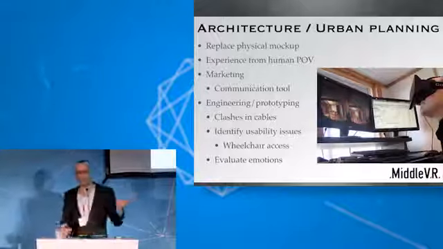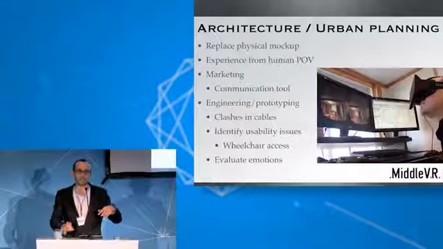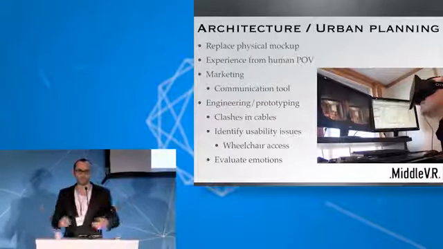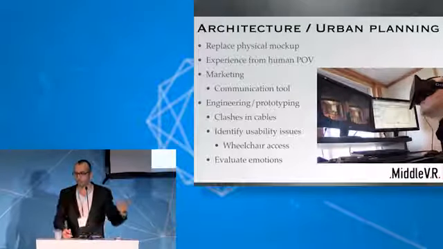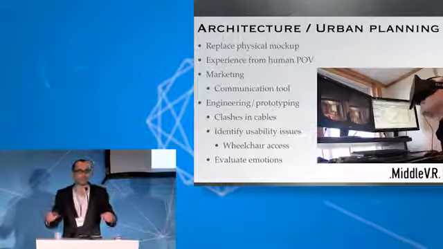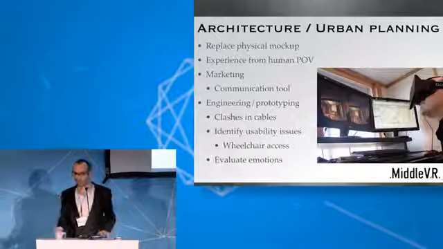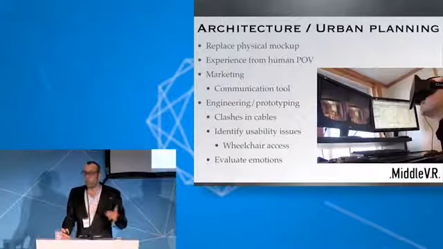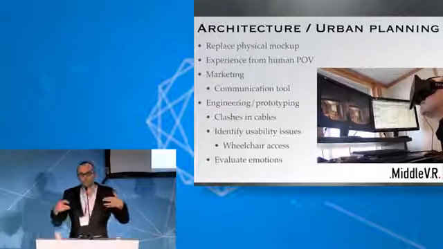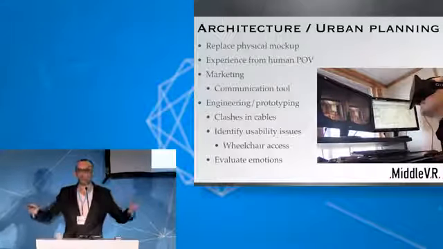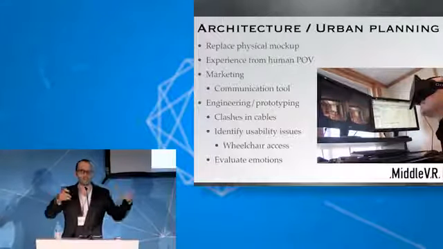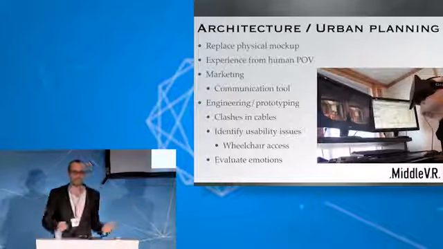You can, of course, identify usability issues. If you take the example of the kitchen from my mind, that would be one example. But you could also maybe test the wheelchair access of a museum, of a big building. And really, you can evaluate the emotions of people. So how do you feel in this space? How do you feel about the colors? How do you feel about the light at this particular time of day? You can change everything.